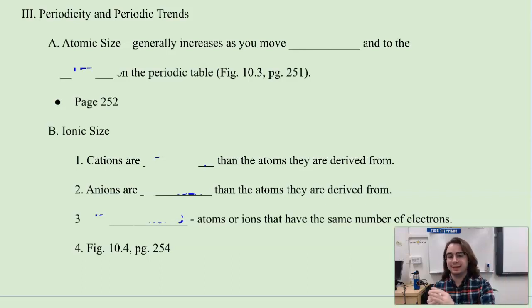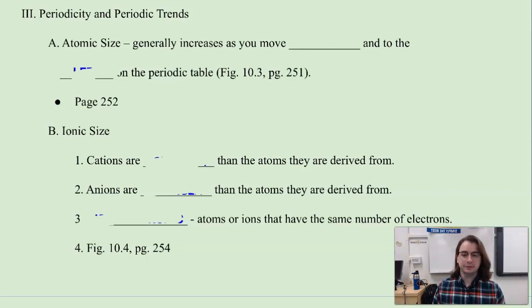Meaning that we want to think about things like orbitals, electrons, interactions with the nucleus, the charges on the electrons, the charges on the nucleus. We want to give an explanation for the trends, not just list the trends so plainly. So that's what we're going to do.